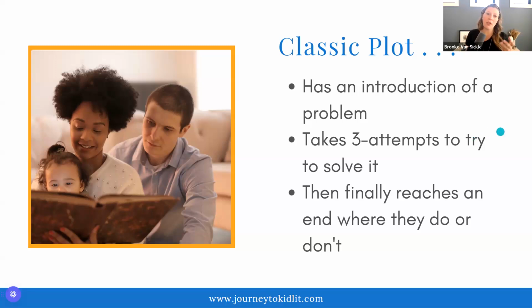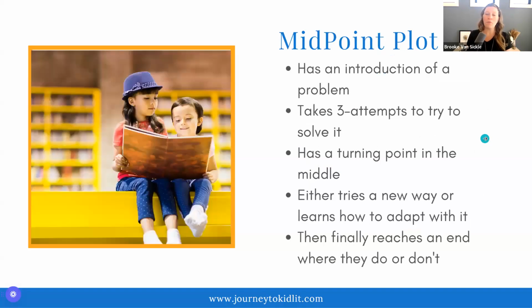but you can use this also in picture books. But if you're working on a picture book, some other types of plots you could consider are the midpoint plot. So this is similar in setup to your classic plot outline where you have an introduction and the problem, and it's going to take 3 attempts to try to solve it. But instead of it taking 3 attempts for the whole story, it takes 3 attempts to reach about the halfway point of your story. And that's when your character has a turning point and will make a 180 change and go after a different goal. So maybe they give up on their goal.